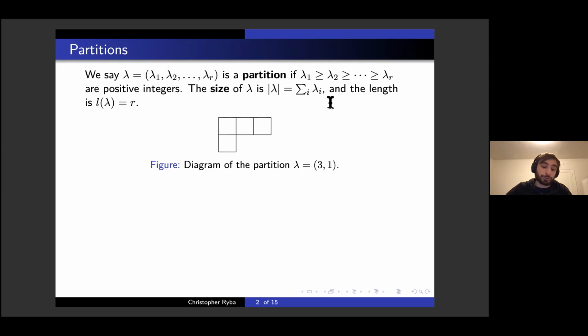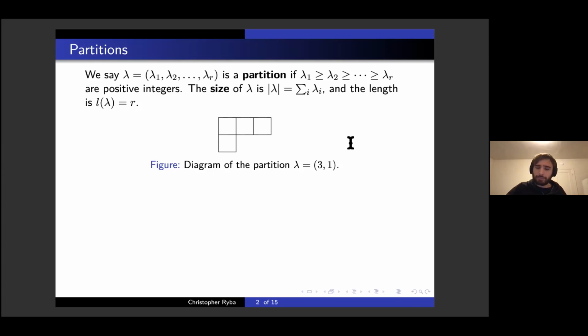So it's common to depict these diagrammatically. In this case, I'm going to use what's called English notation, where I'm going to have a collection of boxes, and I'm going to have one box for each unit of a part. In each row, I'm going to have a number of boxes equal to the first integer in the first row, the second integer in the second row. So here we have 3 in the first row, so we have 3 boxes in the first row, and 1 is the second entry, so we have 1 box.